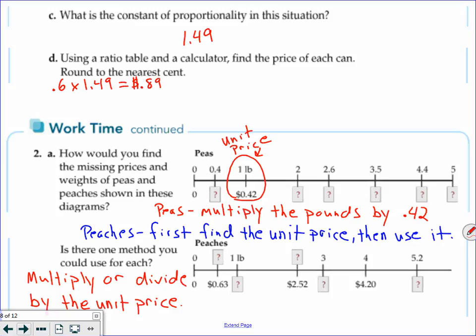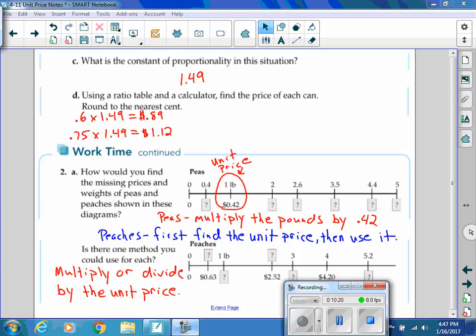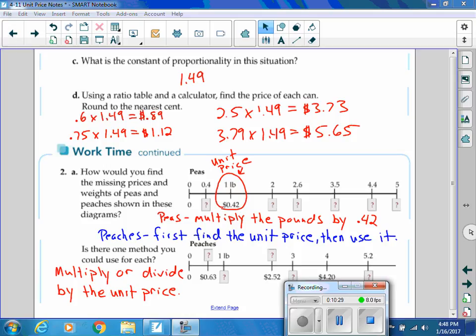For the one that's 0.75, again, we just take 0.75 times the $1.49, and in this case that comes out to $1.12 for that can. Okay, go ahead, take a minute here, try the other ones, and then you can go ahead and check them. As you can see, the ones for 2.5 and 3.79 become more expensive. As the amount went up, so did the price.